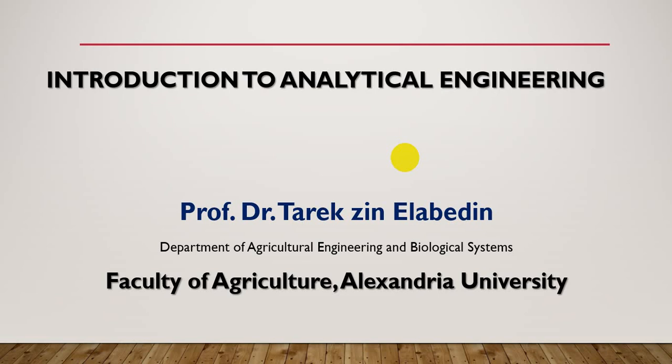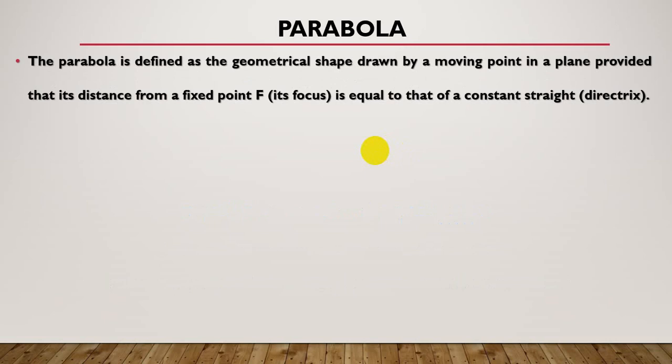Bismillah ar-Rahman ar-Rahim. Today we are going to talk, for the second lecture, about the next title, which is called parabola. A parabola is defined as a geometrical shape drawn by moving a point in the plane, provided that its distance from a fixed point F, and we have to understand what that means, F is the focus of that parabola, is equal to its distance from a straight line called the directrix.